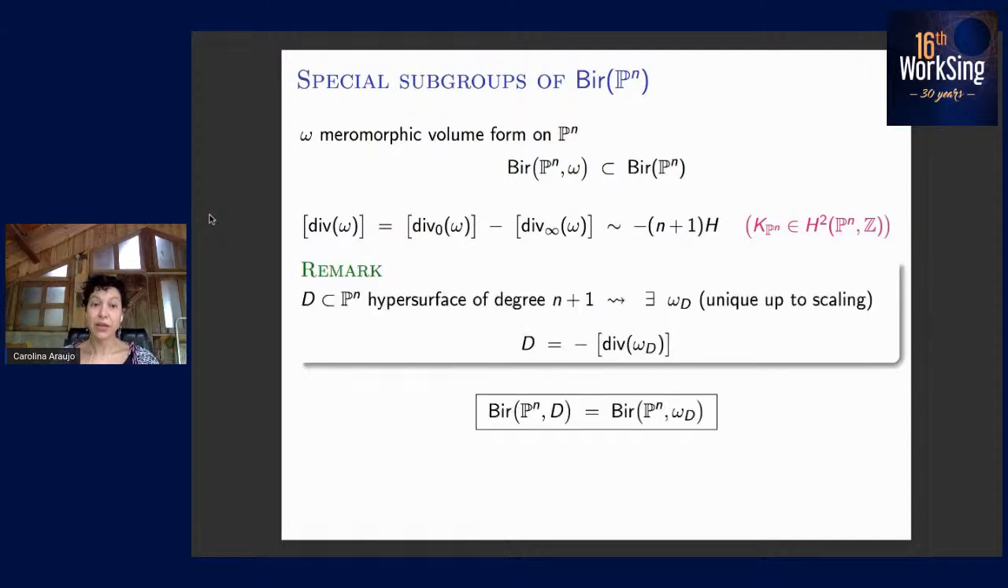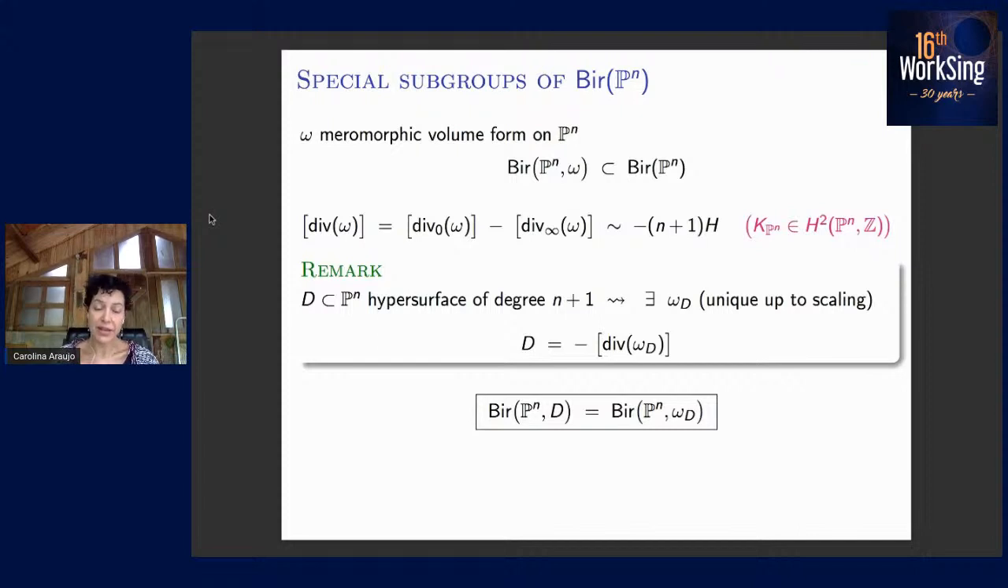Now, a remark: conversely, if you give me any hypersurface D in Pn of degree n plus 1, then there is a unique, up to scaling, meromorphic volume form omega_D whose divisor is precisely minus D. So D is the divisor of poles of this meromorphic volume form, and there is no zero. This volume form has no zeros in codimension 1. So by abuse of notation, we will denote by Bir(Pn, D) the group of self-maps of Pn that preserve the corresponding volume form.